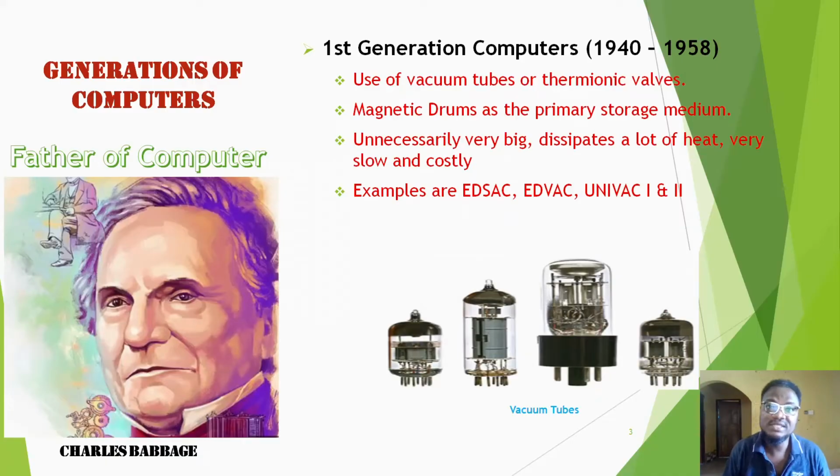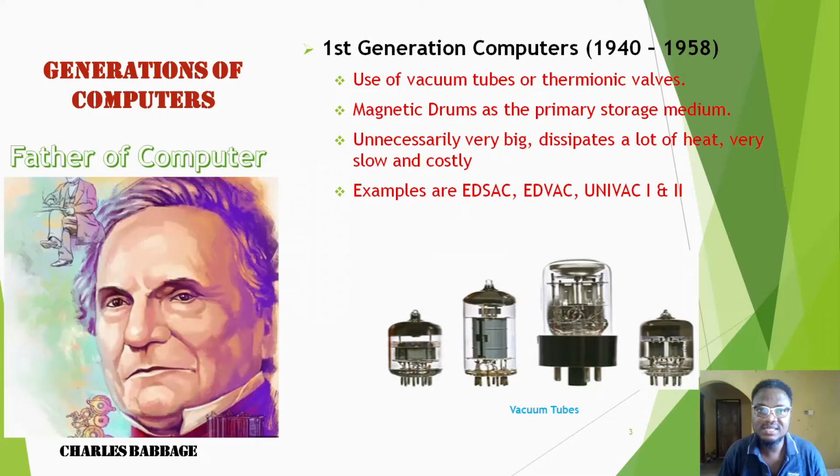Some of the first generation computers were so large that they occupied an entire room. And as you can see, the programming language at that time was machine language, and the input and output devices were punch cards and paper tape. This generation used magnetic drums and magnetic tape as the primary storage medium.